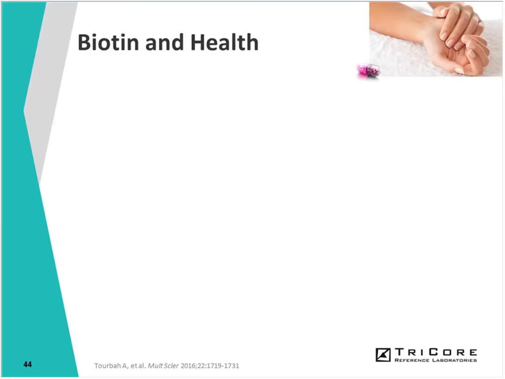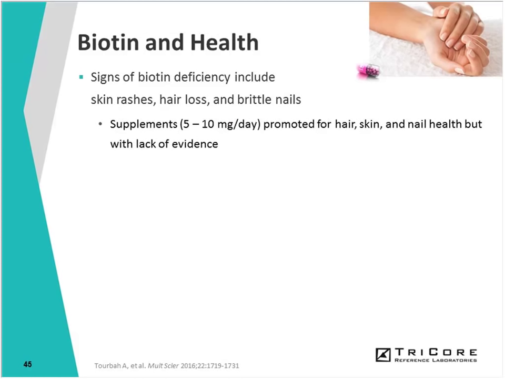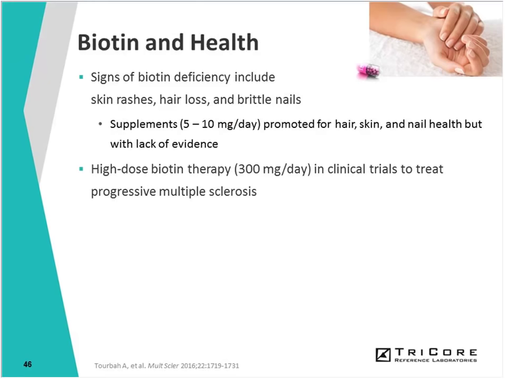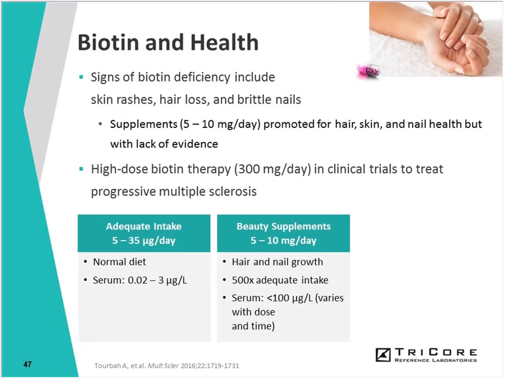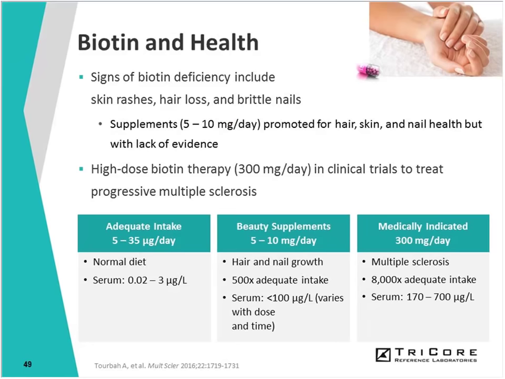So because biotin deficiency causes skin rashes, hair loss, and brittle nails, the supplement industry has promoted biotin supplementation as essential for hair, skin, and nail health, but there's really scant evidence to support such claims. Despite that, biotin consumption in amounts that are thousands of times greater than needed have risen dramatically. Now, clinically, very high doses of biotin are being used in clinical trials to treat progressive multiple sclerosis.